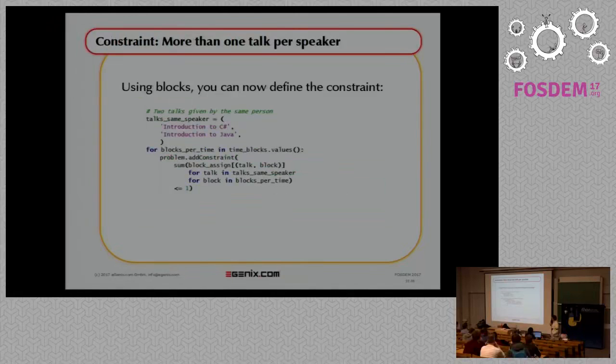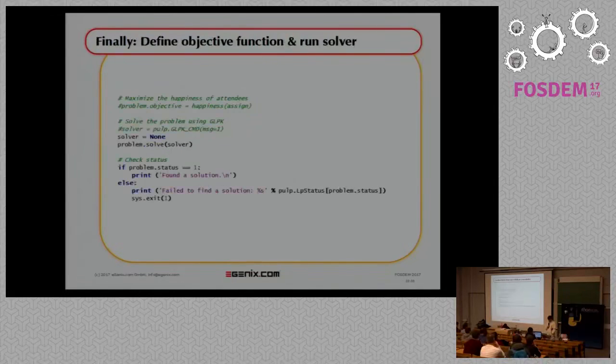Right, and using those blocks, you can then define the constraint that if a speaker gives more than one talk, then you have to make sure that there's no overlap between the assignments for that particular speaker. And this is what you do here. So basically, again, you use the sum down here, and you add a constraint that the speaker may only be assigned to one block in the schedule at any given time.